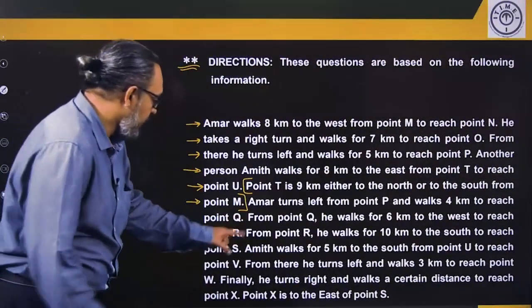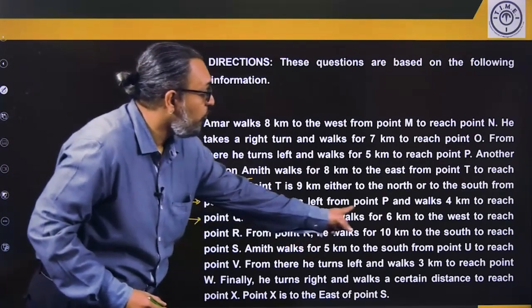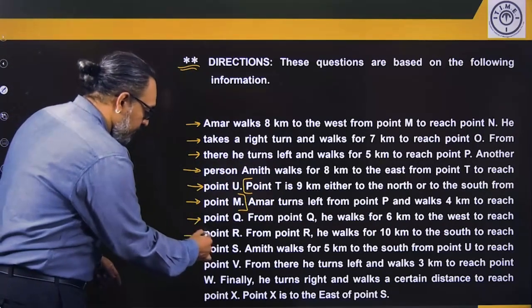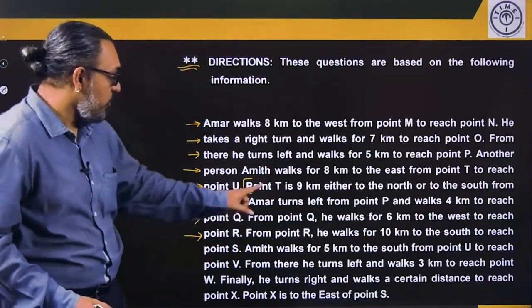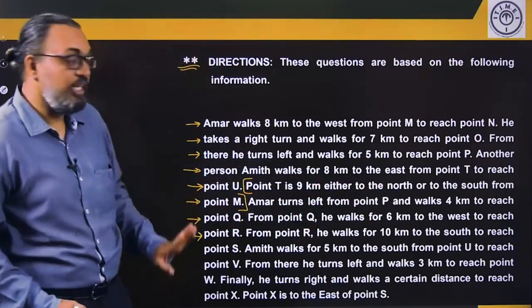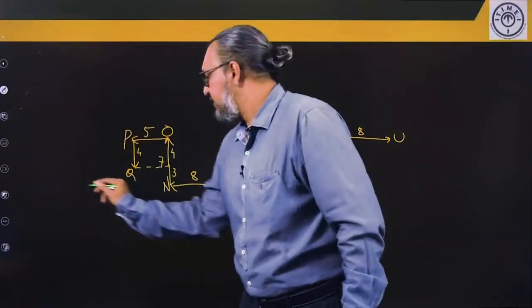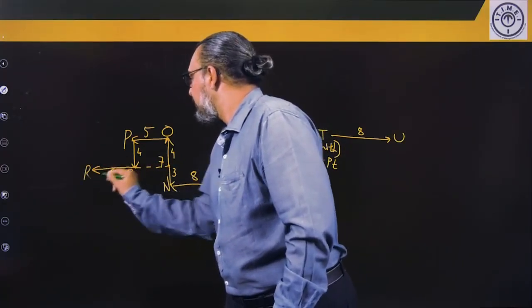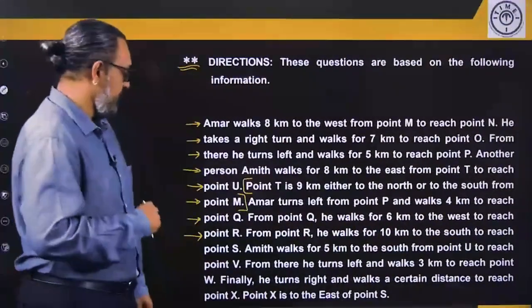Then after that what do we have here? From point Q he walks for 6 kilometers to the west to reach point R. Now he is directly saying west direction, means left direction. So from Q 6 kilometers west to reach R. Okay. So from Q west is left side, 6 kilometers he travels to reach R. Got it?